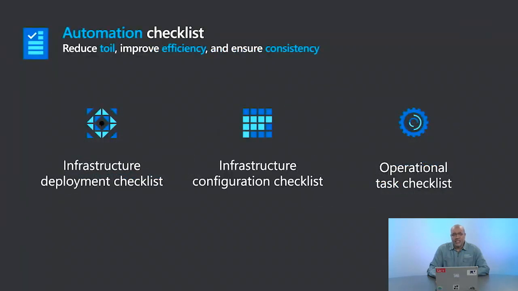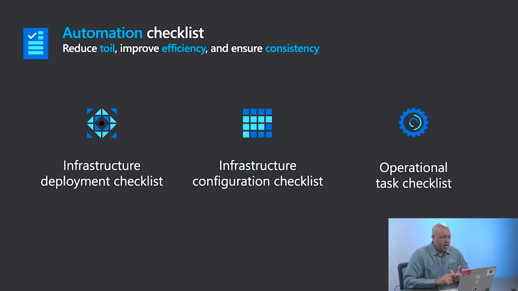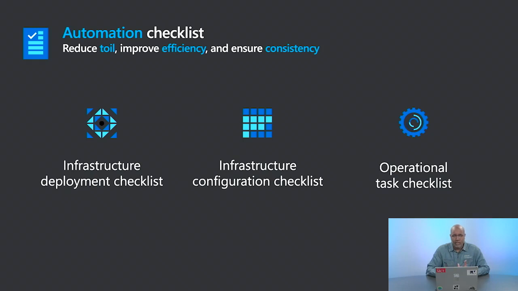What does the automation checklist look like? Automation should be developed and increased so engineers can eliminate future toil. By reducing toil, engineers can concentrate on innovating business solutions. Here are 3 categories where automation can reduce toil, improve efficiency, and ensure consistency. So here we have automation checklists that help us to reduce toil, improve efficiency, and ensure consistency. We have an infrastructure deployment checklist, an infrastructure configuration checklist, and an operational task checklist.